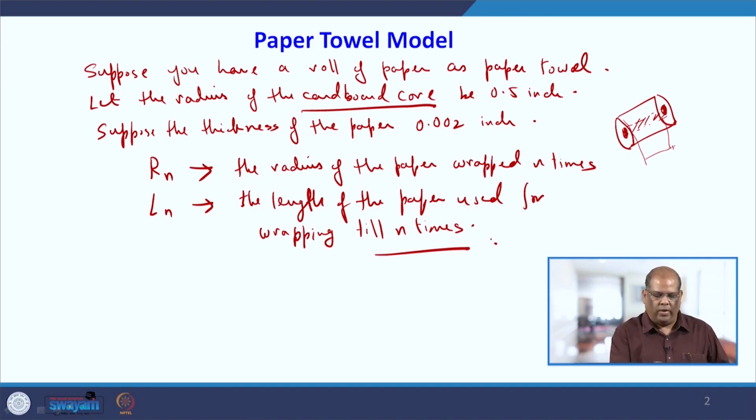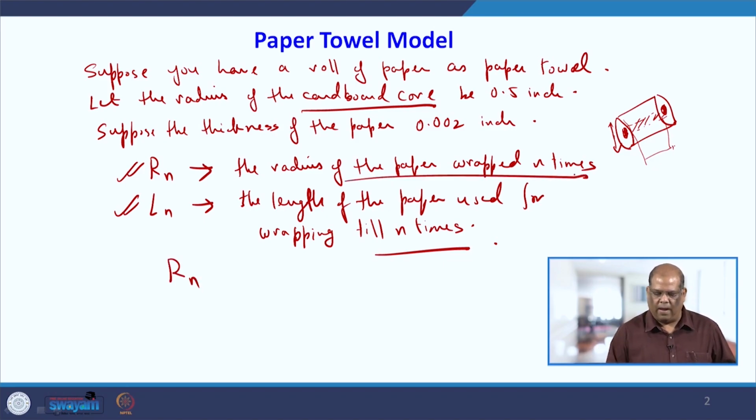So, basically you have to get a relation between the radius of the paper and the length. As you roll the paper, this radius starts increasing and so does the length of the paper. So, we want to find a relation between the radius and the length of the paper. If R n gives the radius wrapped n times, that will depend on R n minus 1 plus the thickness T. This is the thickness of the paper.